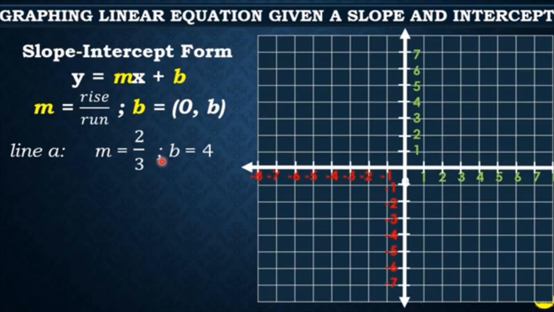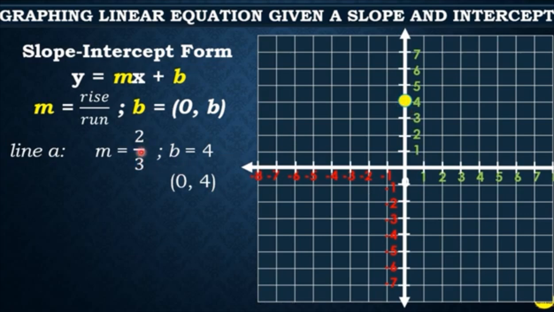So, in this example, given na yung ating slope at y-intercept. So, ano nga yung sabi ko? Una nating ipa-plot yung ating y-intercept. So, that is 0, 4. So, i-plot natin si 0, 4. Ayun siya. Ito po si 0, 4. Now, after plotting your y-intercept, ano pong gagawin?